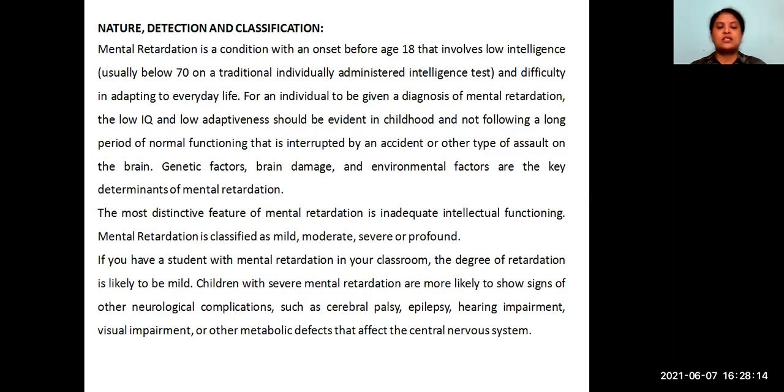Mental retardation is classified as mild, moderate, severe, and profound. But if you have a student in your classroom who is mentally challenged, definitely that child's degree of retardation will be very mild. And children with severe mental retardation are more likely to show signs of other neurological complications such as cerebral palsy, epilepsy, hearing impairment, visual impairment, or other metabolic defects that affect the central nervous system.